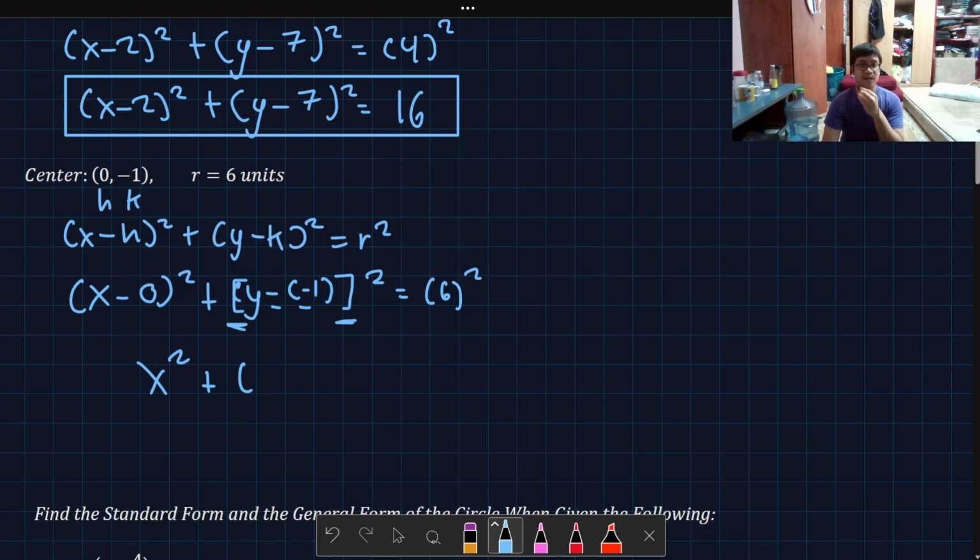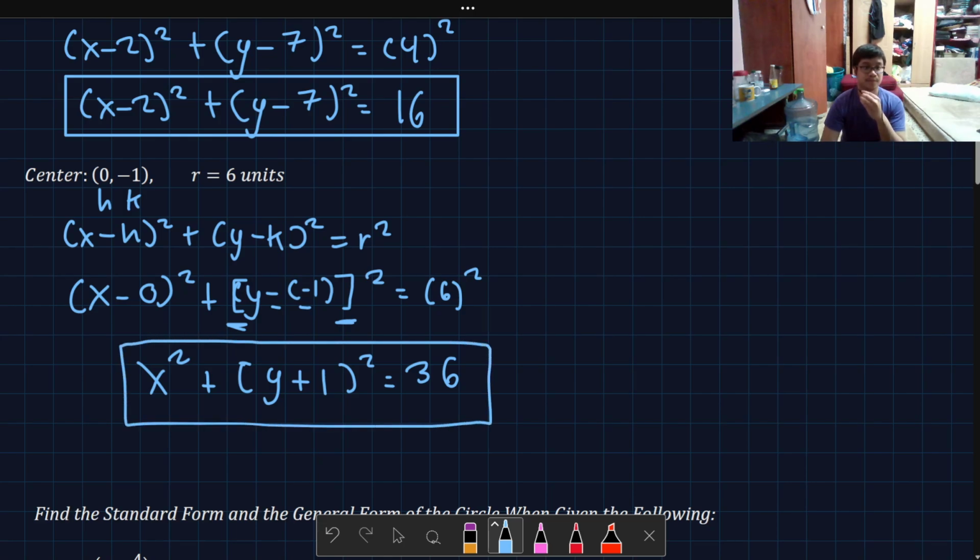So if you have minus negative 1, imagine you're multiplying it like negative times negative 1. So negative times negative 1 is positive 1. So you will have y plus 1 squared. And lastly, square 6, you will have 36. And that's your final answer. That's it, guys. That's actually pretty easy, you know.